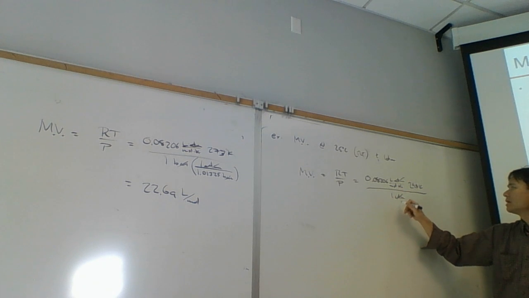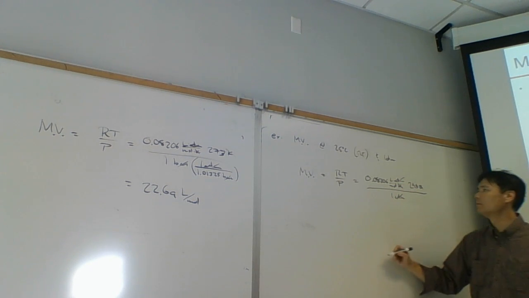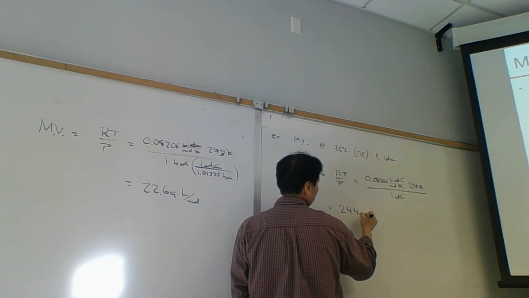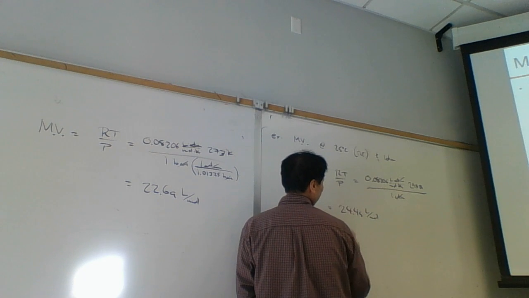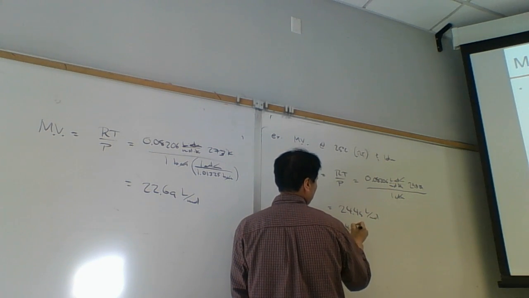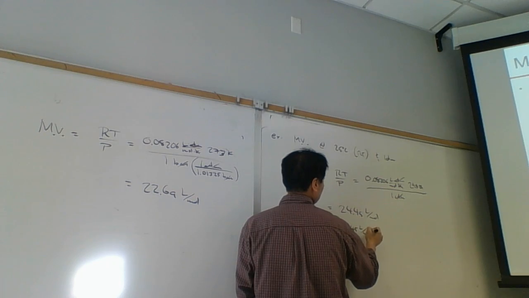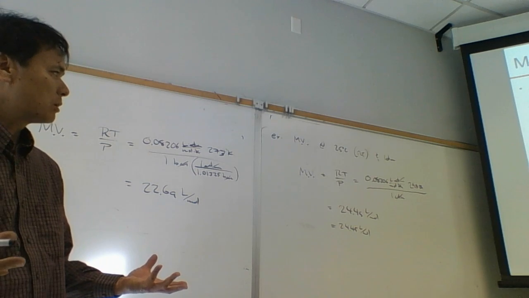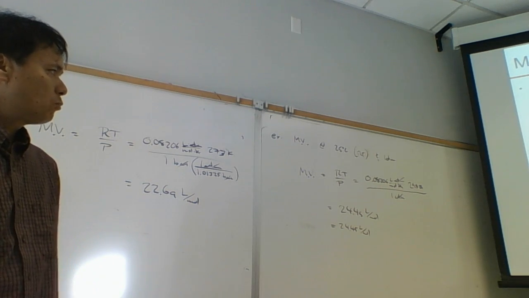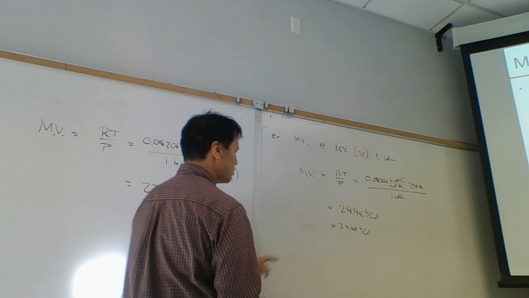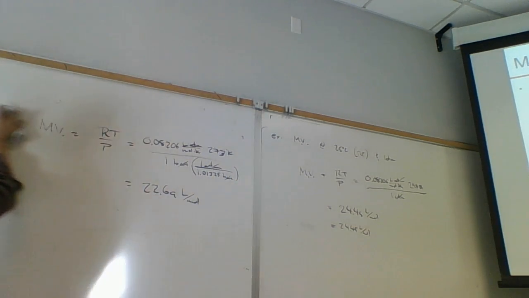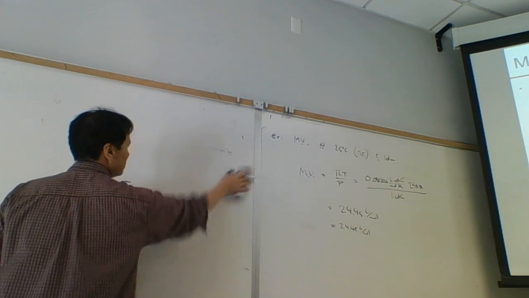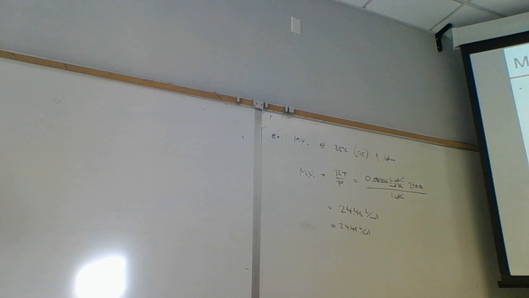So atmospheres cancel, Kelvins cancel, and that leaves me with liters per mole. And the number I memorized is 24.45 liters per mole. We'll just remember it: 24.45 liters per mole. In other words, a mole of gas at room temperature and 1 atmosphere pressure occupies about 24.5 liters. That's pretty convenient for certain things.